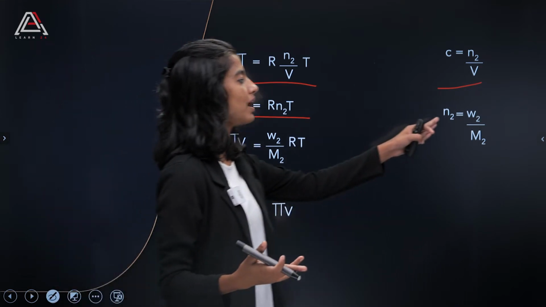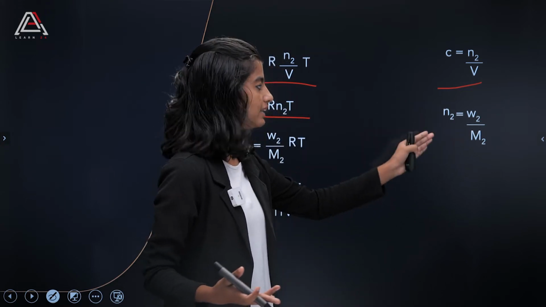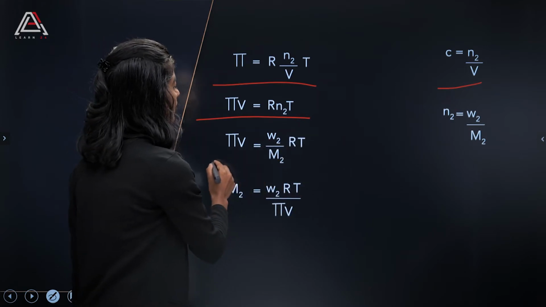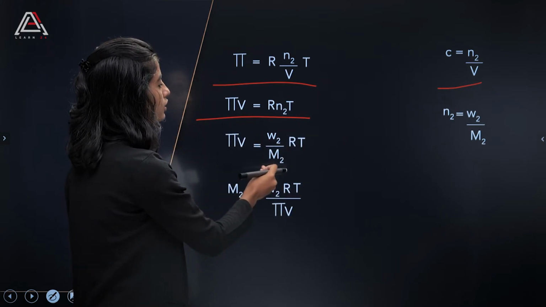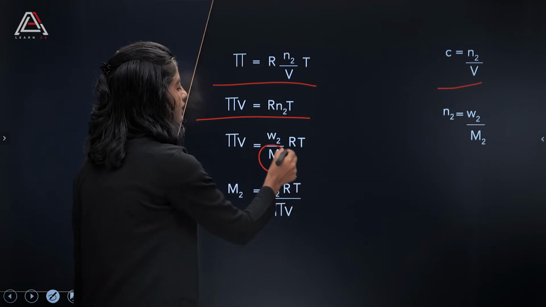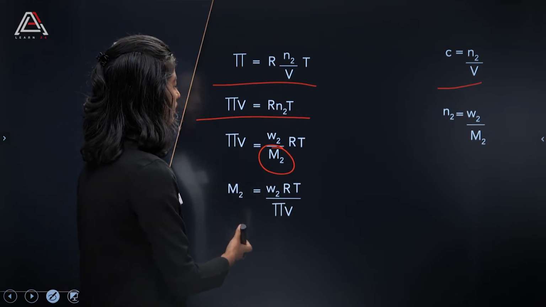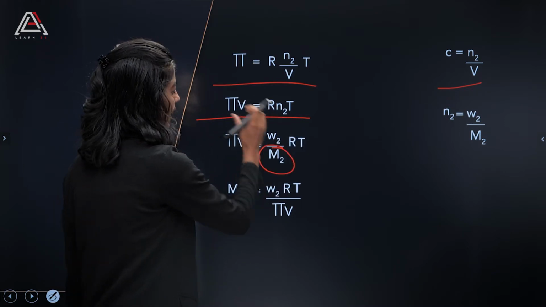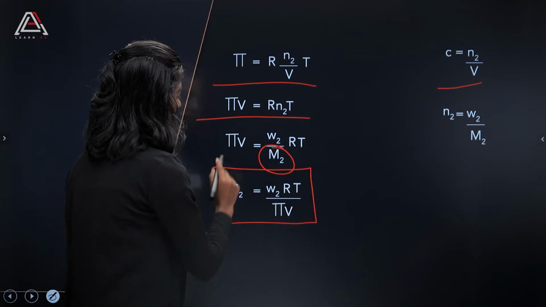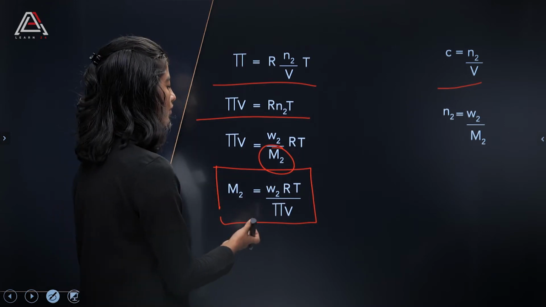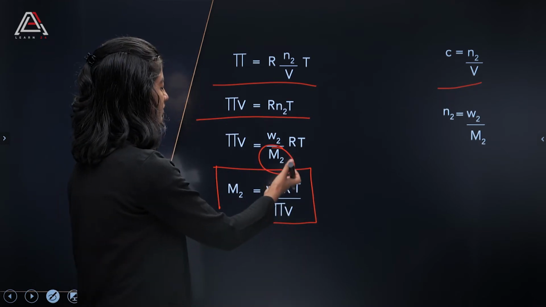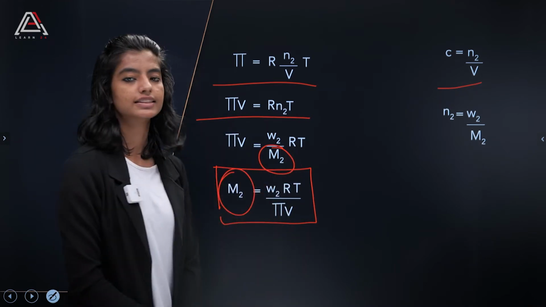N2 is the given mass divided by molar mass. N2 is equal to W2 divided by M2. I just substituted this here. Then I got an equation pi V is equal to W2 divided by M2 into RT. M2 is what I have to find out. M2 is equal to W2 into RT divided by pi V. And I got an equation to find out the molar mass of solute. By knowing these terms, I can find out the molar mass of solute.